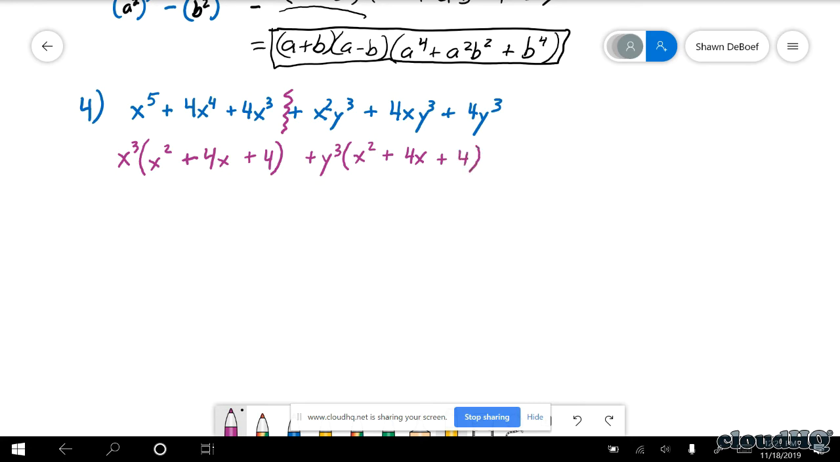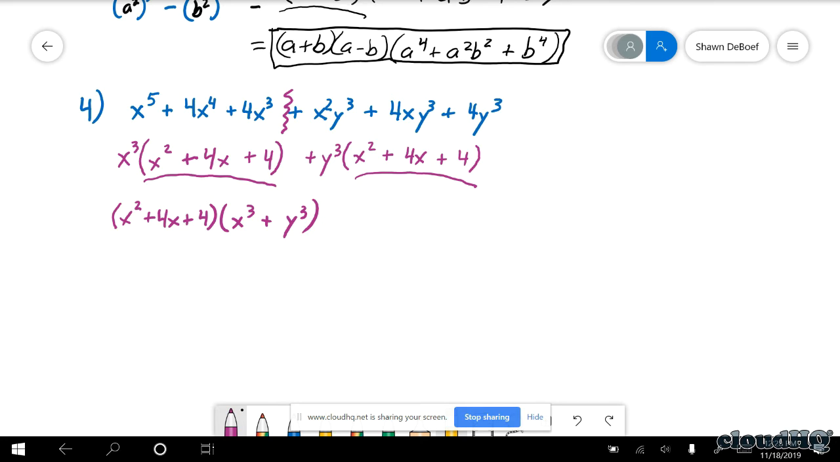Look at the 2 sets of parentheses. Are they the same thing? Yes. If they weren't, we didn't get anywhere. It wasn't necessarily factorable. This one, they are the same, so that is one of the factors. And then what's left? X cubed plus y cubed. So we've factored. Are we done factoring?